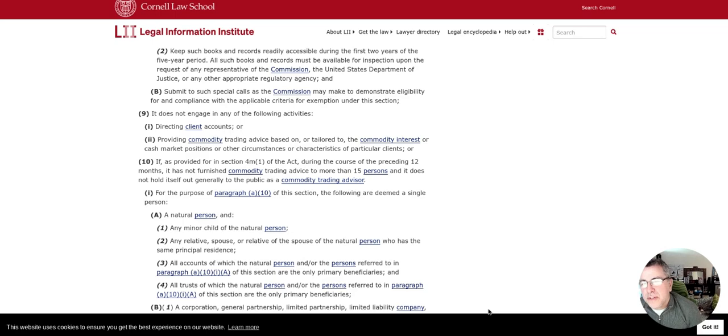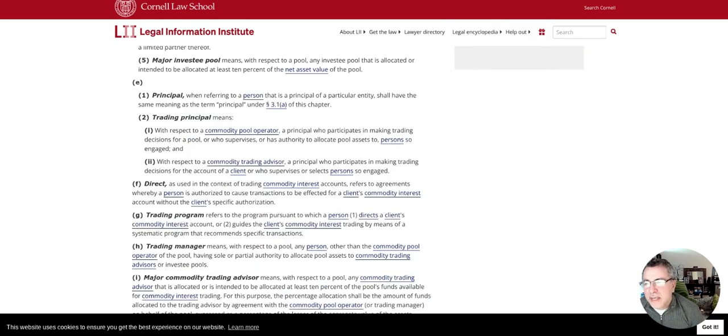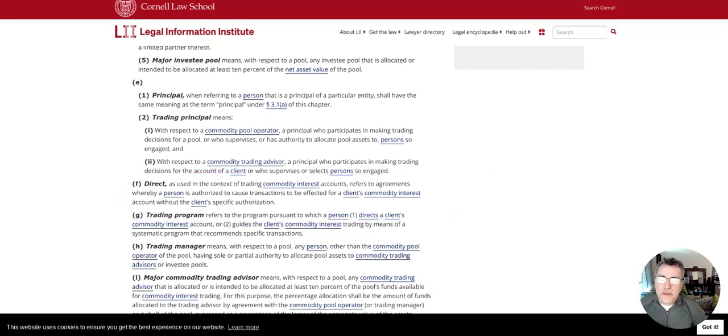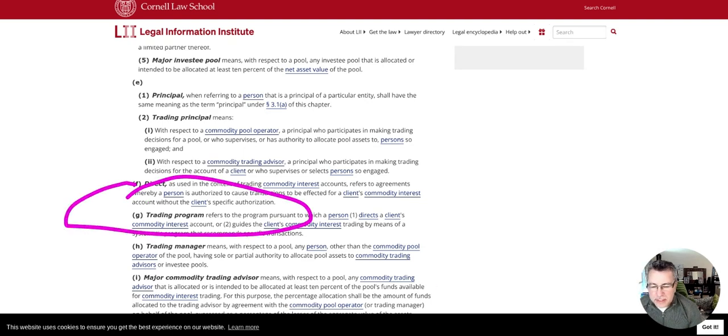If you go to the definition of directing, it's very broad because it doesn't say specifically buy or sell. It says agreements whereby a person is authorized to cause transactions to be effected without the client's specific authorization. So if you have software set up causing these transactions to be executed, that's directing the account. The important part is without the client's specific authorization. If you put out trading signals and the client individually checks yes or no, take this trade, don't take that trade, that's all right. But if it's trading automatically, that's going to be problematic. That is what it hinges on.